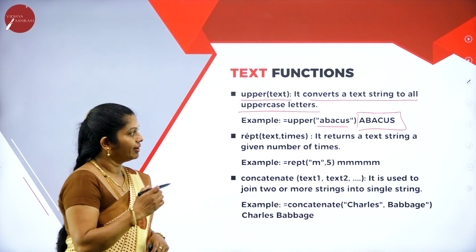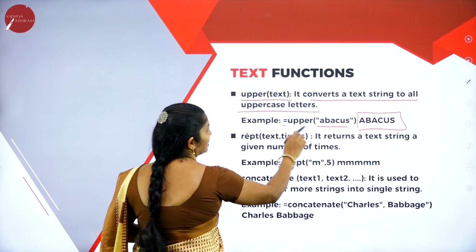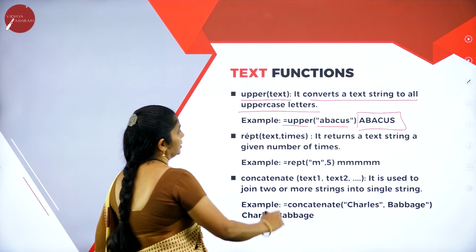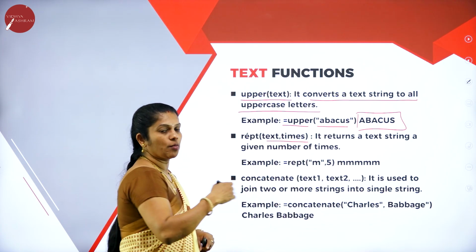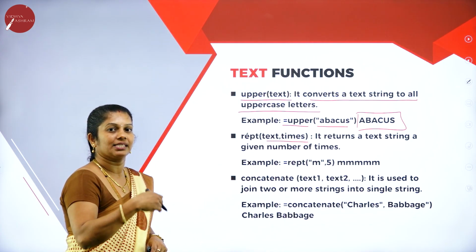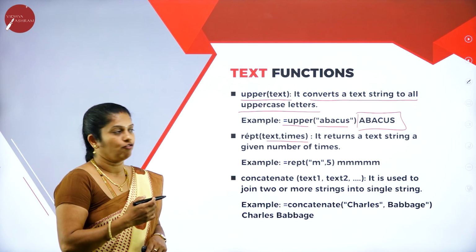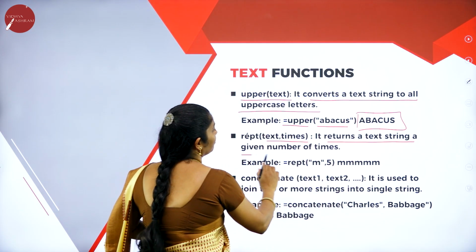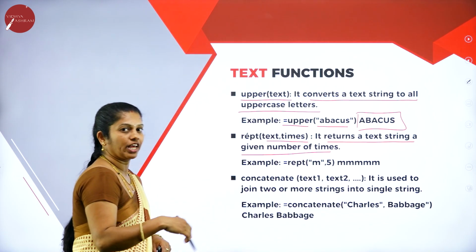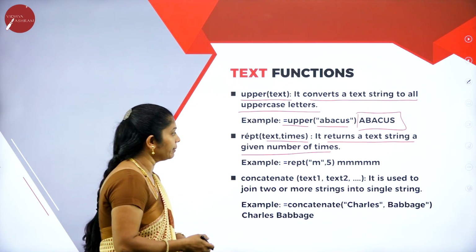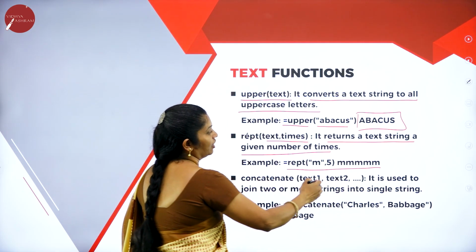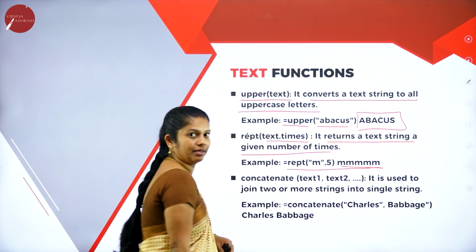Because abacus is written in small letters, when it is converted into upper case, I'm going to get ABACUS in capital letters. Then REPT, repeat text times. How many times I want to repeat the same text, that I can also perform here. It returns a text string a given number of times. For example, REPT of M, 5, then M will be displayed 5 times.